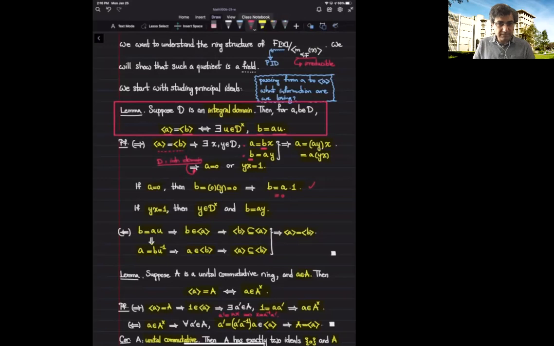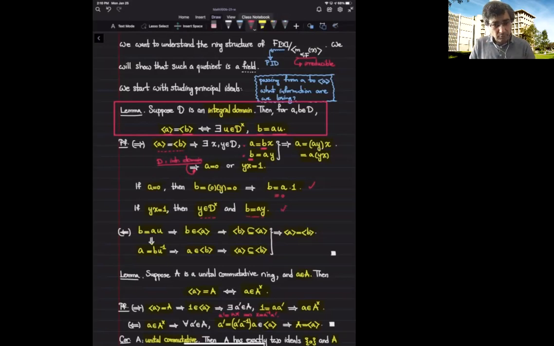Now, let's go with the first case. If A is zero, then because B is a multiple of A, B is also zero. So then we get that B is A times one. Both of them are zero anyway. So in this case, we are done. Now, if YX is one, that means Y is a unit. So B is a unit multiple of A, and we are done. Okay, so in these cases, we are done.